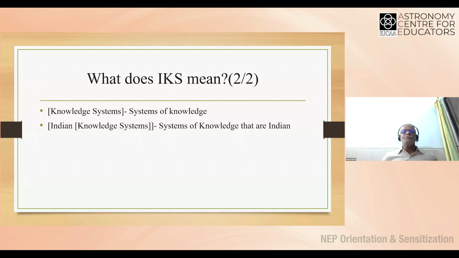So knowledge systems is one unit now, and then we add Indian to it. And where do we link this Indian? I said that we link it to systems. We can also link it to knowledge, but for now we link it to systems. So these are Indian systems. And by Indian, we mean something that is developed in India indigenously.